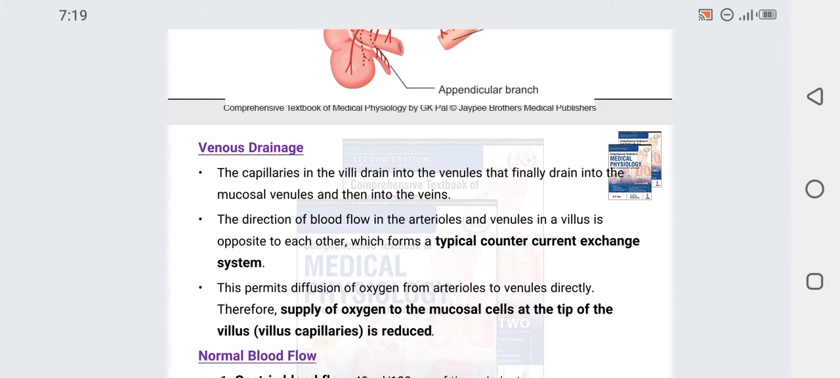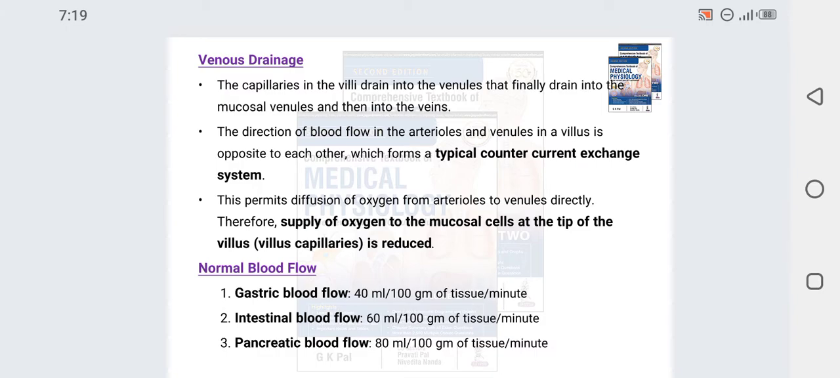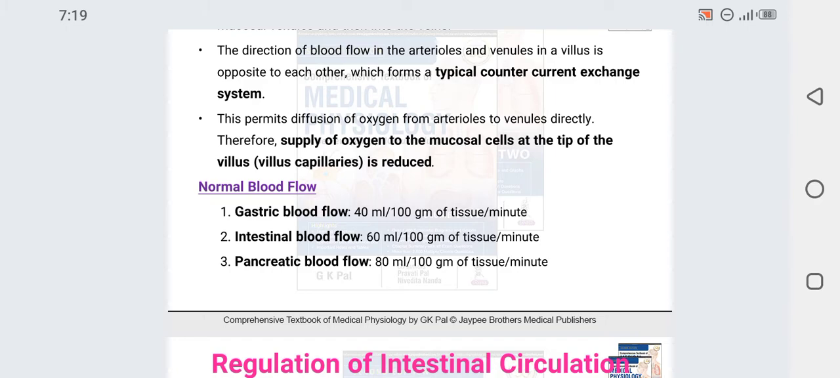Come to the venous drainage. The capillaries in the villi drain into the venules that finally drain into the mucosal venules and then into the veins. The direction of blood flow in the arterioles and venules in a villus is opposite to each other, which forms a typical counter-current exchange system, and this permits the diffusion of oxygen from the arterioles to venules directly. Therefore, the supply of oxygen to the mucosal cells at the tip of the villus, that is the villus capillary, is reduced.